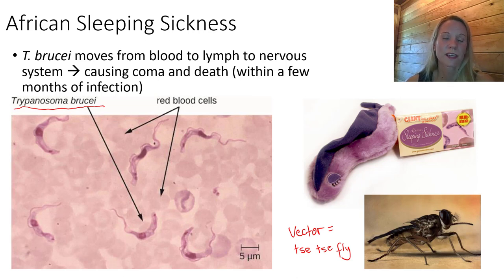The ones that carry the trypanosoma parasite. So the parasite is transmitted into the bloodstream by a bite from the tsetse fly. What happens is the parasite moves from blood to lymph to nervous system, eventually causing the infected person to go into a coma and then die, usually within a few months of infection, unless they're treated.